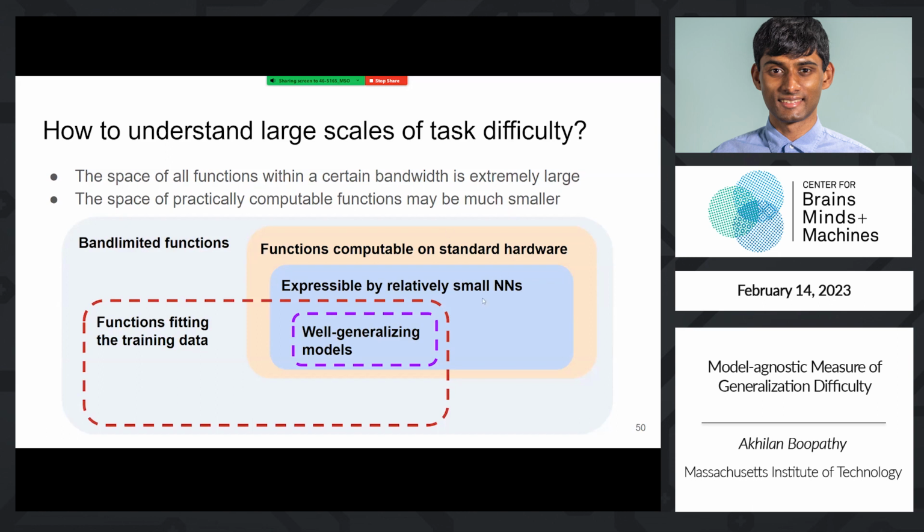And we might expect that the set of models that generalize well are the ones that are expressible by these relatively small neural networks. And so remember that how we measured inductive bias was based on this fraction: the fraction of this purple box to this red box, the fraction of well-generalizing models to this full set of training interpolating models. And it's natural that this fraction is going to be very, very tiny in most cases because our hypothesis space is very massive. And that will correspond to a very, very large number for inductive bias.